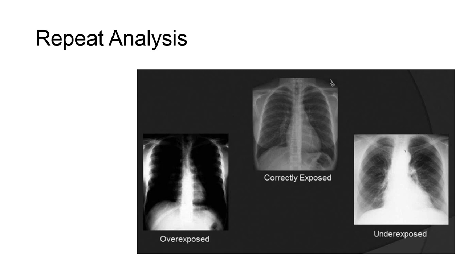Most systems, when rejecting a repeat, have the ability for the technologist to select a reason for the repeat, and the images are archived. Not all systems have this capability, though, and unfortunately, many rejected images are lost.